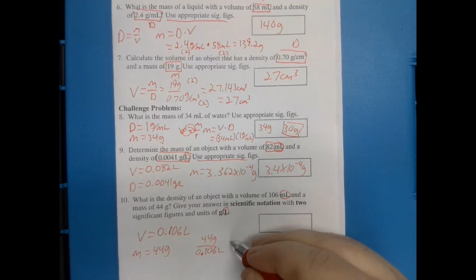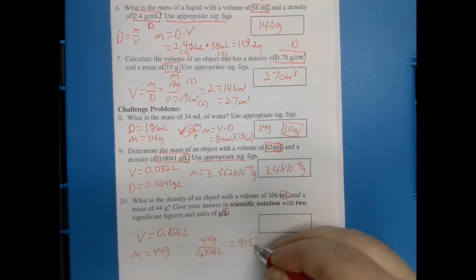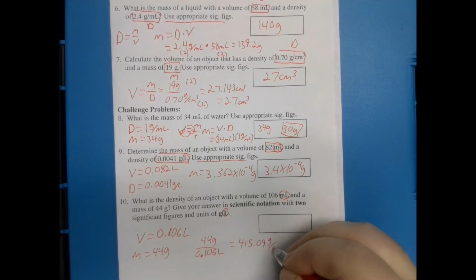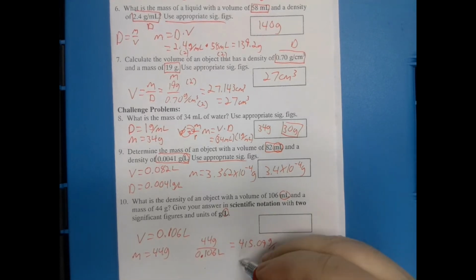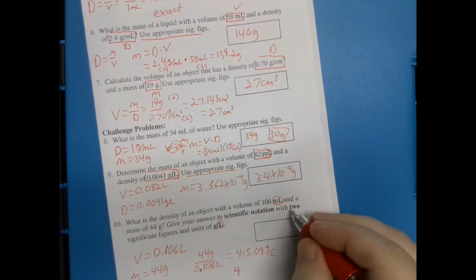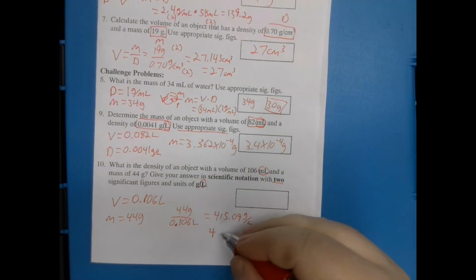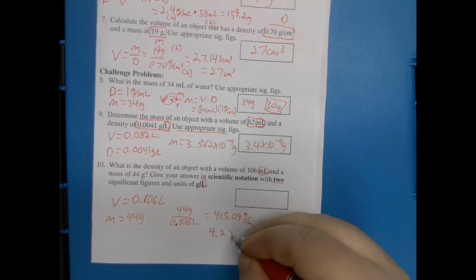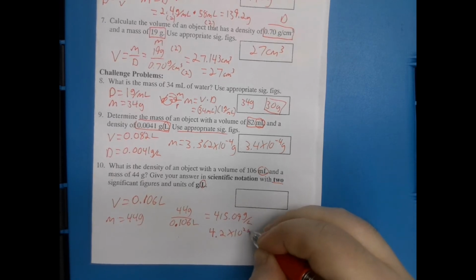And so this is equal to 415.09 grams per liter. Converting this into scientific notation and using appropriate significant figures, it says use 2 significant figures. So that'd be 4.2 times 10 to the second grams per liter.